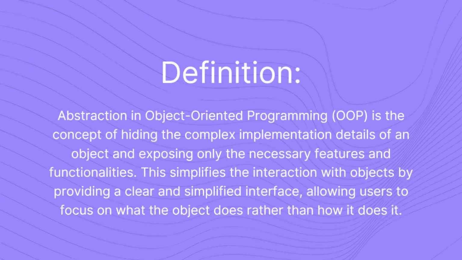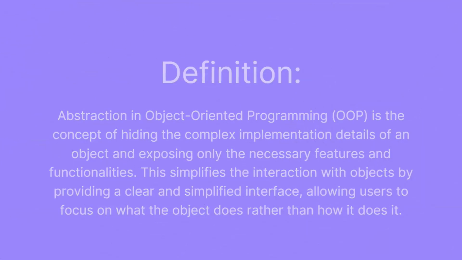Abstraction is the concept of hiding the complex implementation details of an object and exposing only the necessary features and functionalities. This simplifies the interaction with objects by providing a clear and simplified interface, allowing users to focus on what the object does rather than how it does it.